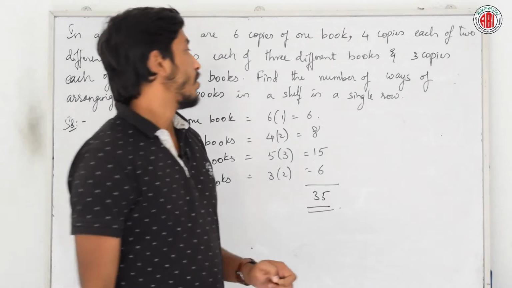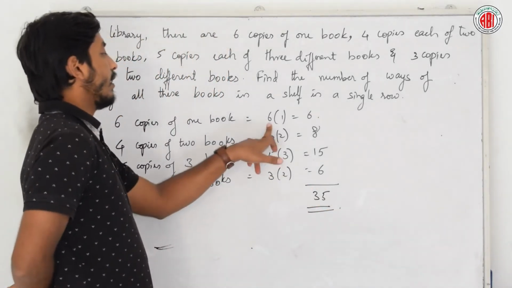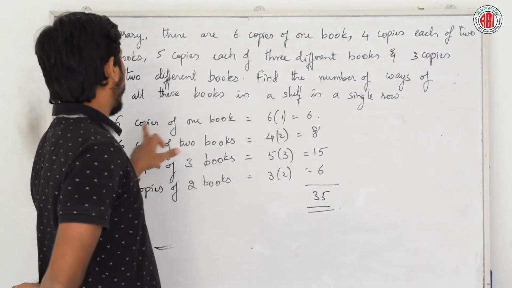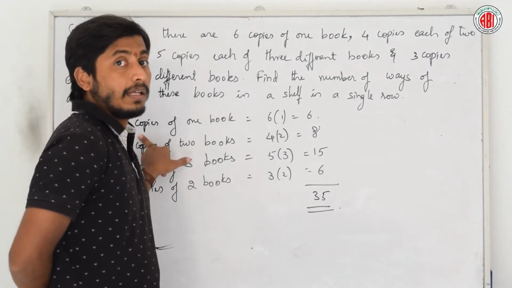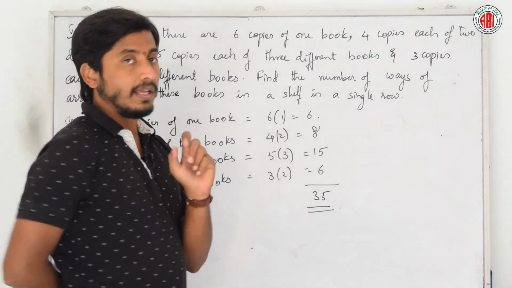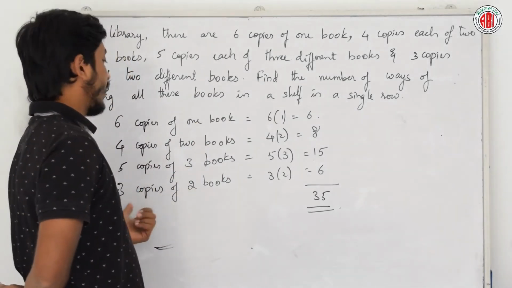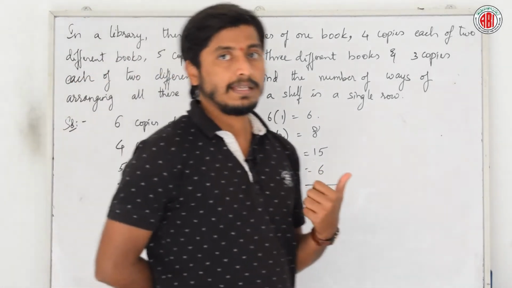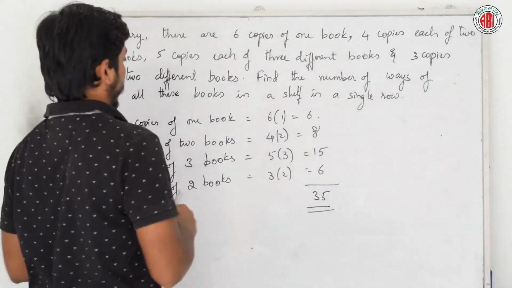Is it right? Just check here. There is only one book of 6 copies, so the same book is repeated 6 times. Next, here there are 2 books but of 4 copies, 3 books but of 5 copies, 2 books but of 3 copies. Then in how many ways can we arrange it?